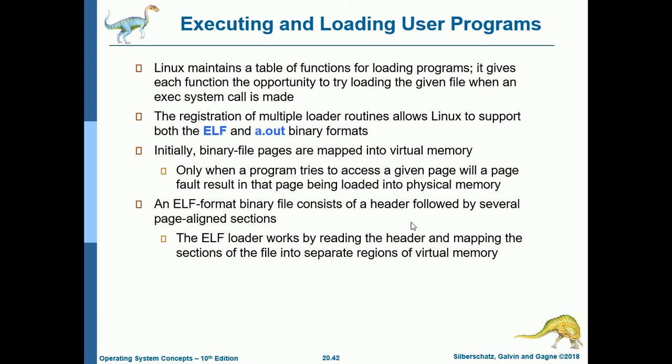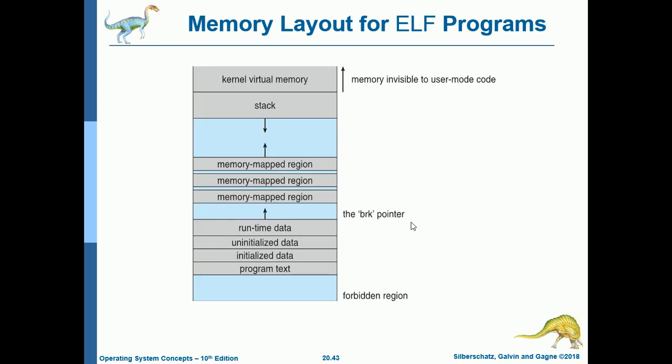The a.out format is a file format used in older versions of Unix-like computer operating systems for executables, object code, and in later systems, shared libraries. Initially, binary file pages are mapped into virtual memory. Only when a program tries to access a given page will a page fault result in that page being loaded into physical memory. An ELF format binary file consists of a header followed by several page-aligned sections. The ELF loader works by reading the header and mapping the sections of the file into separate regions of virtual memory.